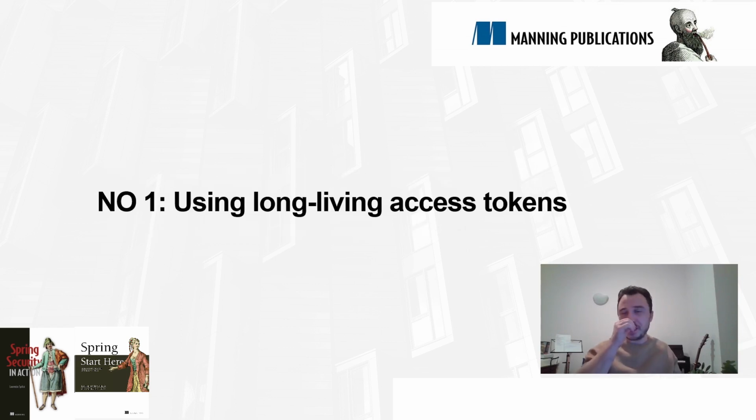Number one, which is again not number one in terms of importance, it's just number one like in my case, the last one, because I'm upside down: using long-living access tokens. So don't make your access tokens live too long, because if someone steals a token, then that someone might be able to use the token if it doesn't expire, unless you revoke the token. And the longer the lifetime of an access token is, the more probable it is that someone can actually use it.